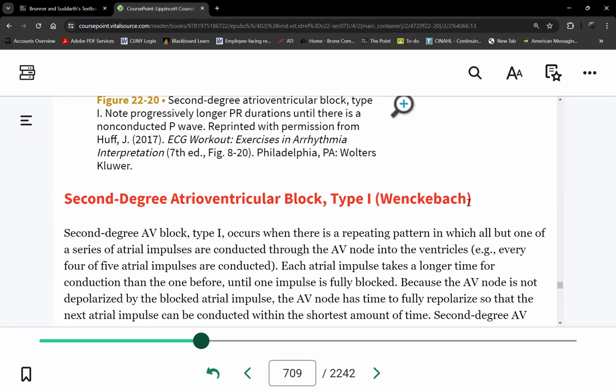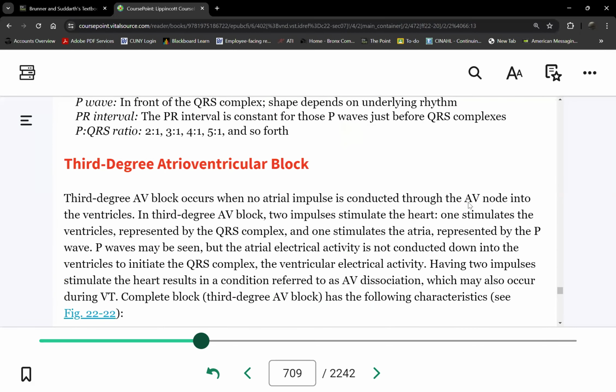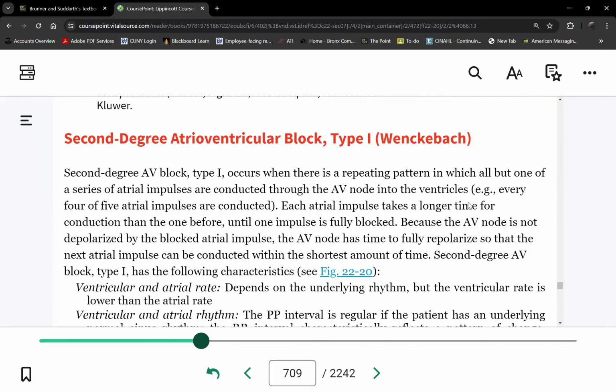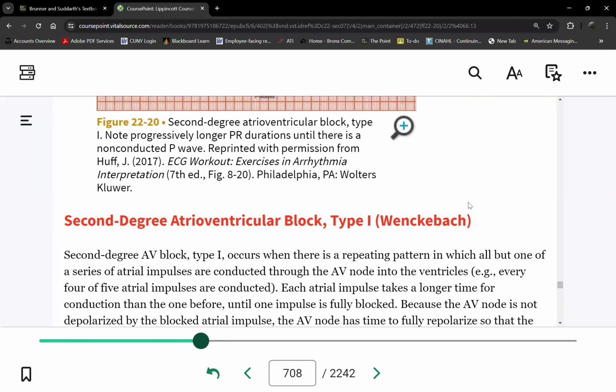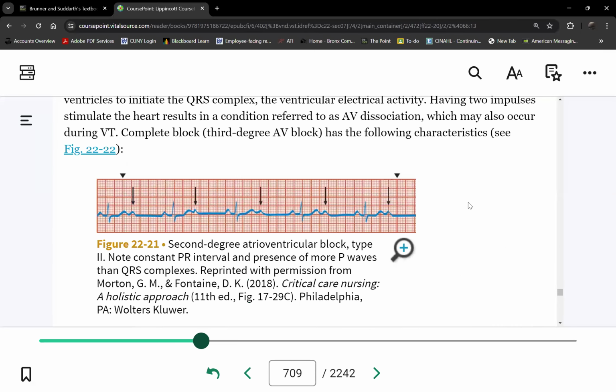However, when we get to second degree type 2, this is a different story now. Here's my second degree type 2. The PR interval does not get longer and longer. The PR interval stays the same. However, you're missing more than one QRS now. You're missing multiple, like this one. You're missing one here, another one here, another one here. So you're missing multiple QRS complexes now.